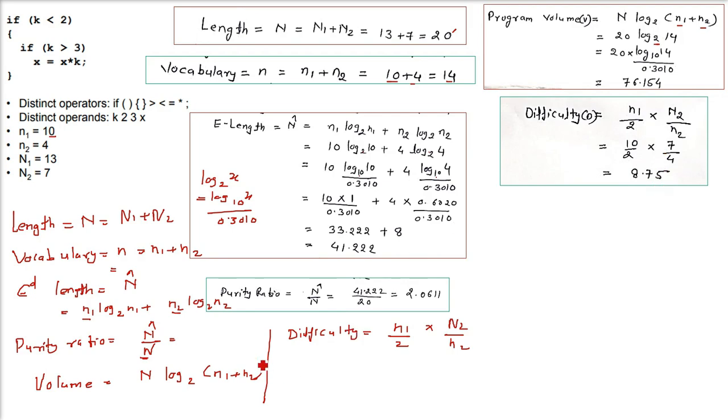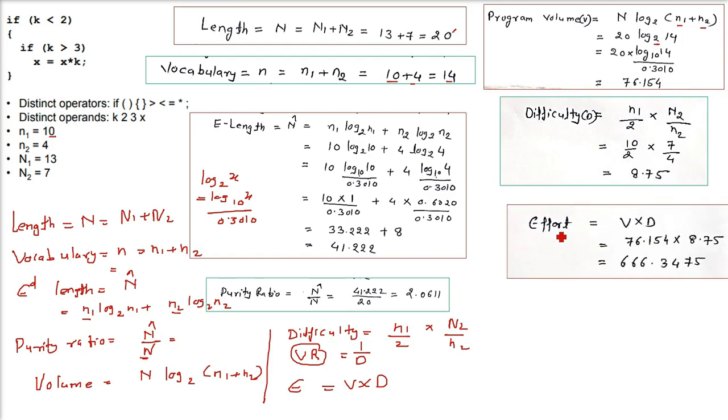Now let me tell you one more thing. Here is one more thing which is called volume ratio, VL. Volume ratio is 1 divided by difficulty. Just divide 1 by difficulty and you will get the answer. Effort is simply volume into difficulty. So 8.75 is the difficulty. Volume we already know, 76.154.